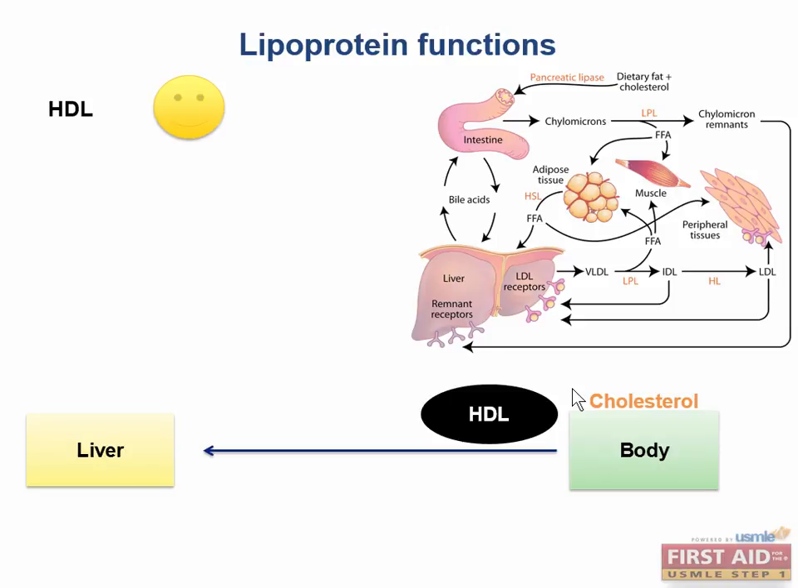HDL is going to be produced in both the liver and the intestine. When HDL is created, its core is mostly empty, but its membrane has a lot of proteins, which give it a high density.